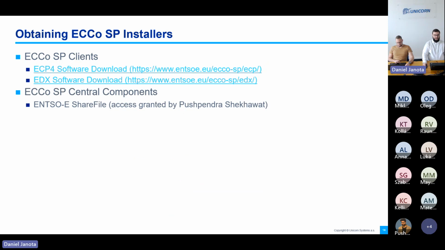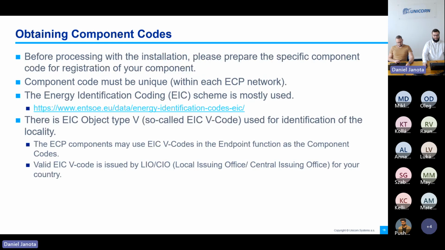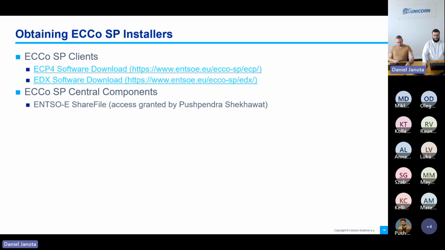Another topic is how to obtain the ECCoSP installers. The ECCoSP client, ECP or EDX, you can download from the ENTSO-E ECCoSP page, at the link you can see on the screen. In the case of central components, you would need to contact ENTSO-E and ask them for access to the shared file. This access can be granted by push-pin checkout.